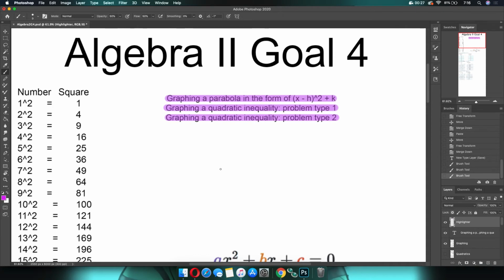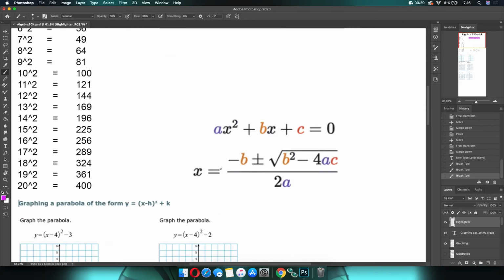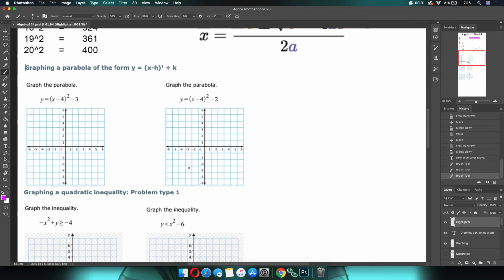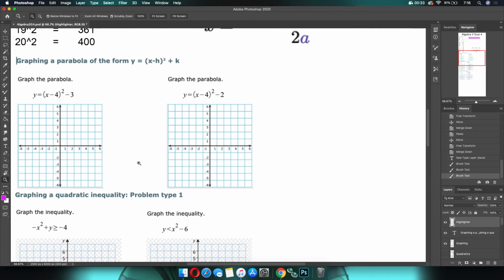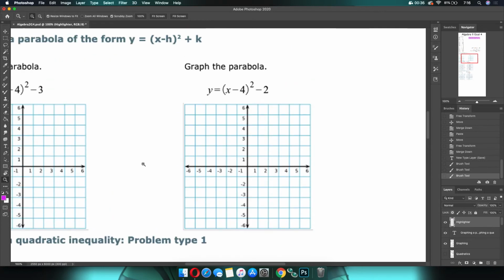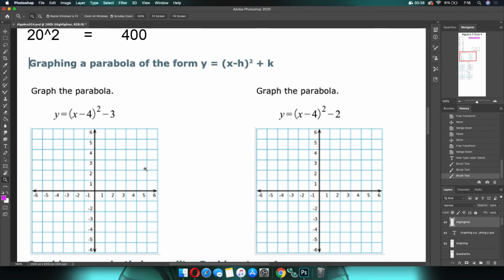All right, so graphing parabolas, let's get right down to it. Brass tacks. Here we go. This first topic is actually a rehash of something you learned back in chapter 1.